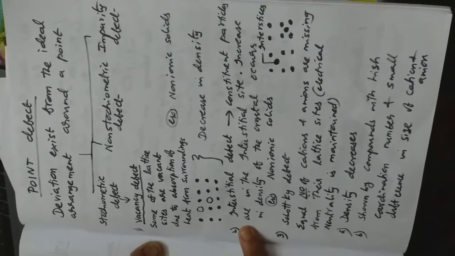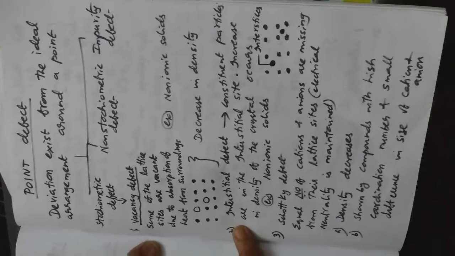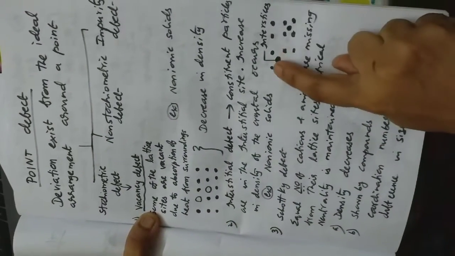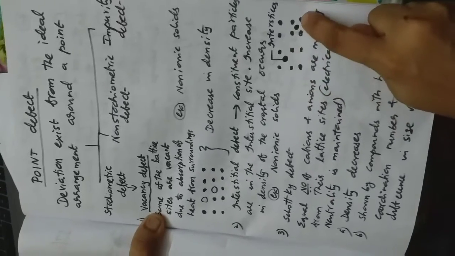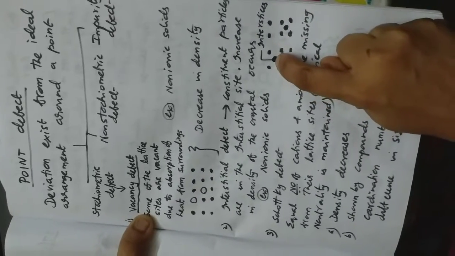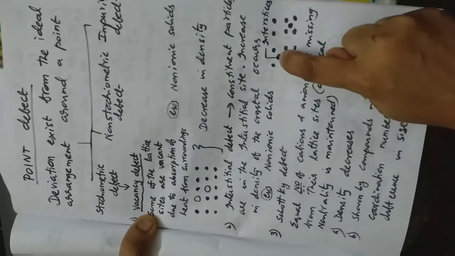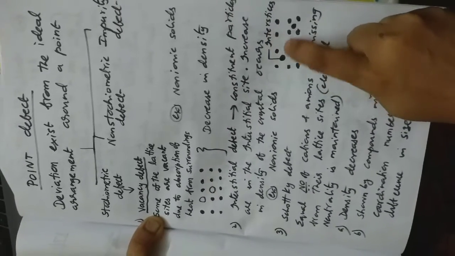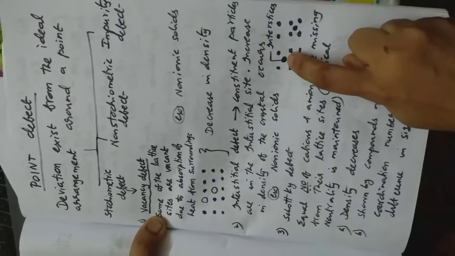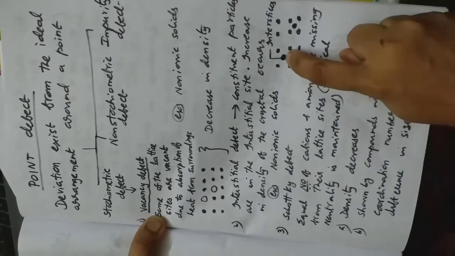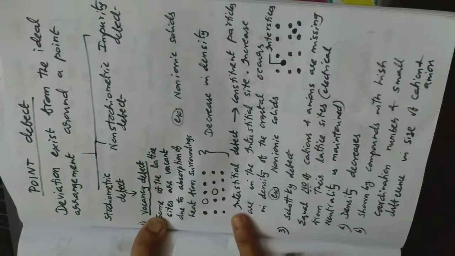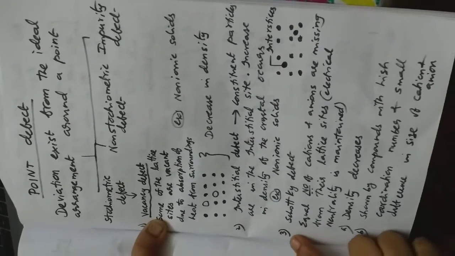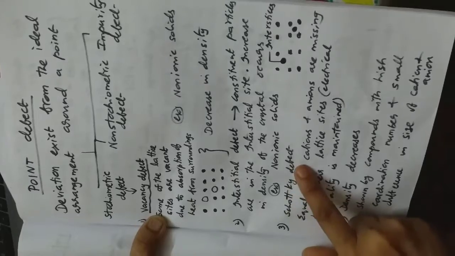Example, non-ionic solids are coming under this category. Second type is interstitial defect. The constituent particles are in the interstitial site. See, here I have shown the picture. These are all constituent particles. Regular arrangement is there, and in between, in the interstices. Interstices, you know very well what is interstice: the gap, the void between the spheres. In the interstices, some constituent particles are present. That defect we call interstitial defect. Example, non-ionic solids.